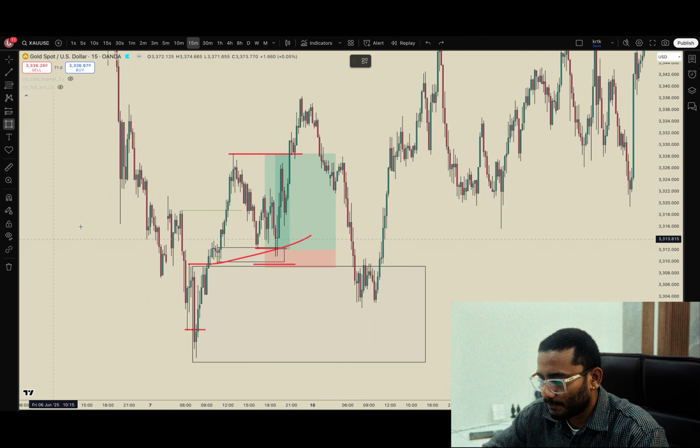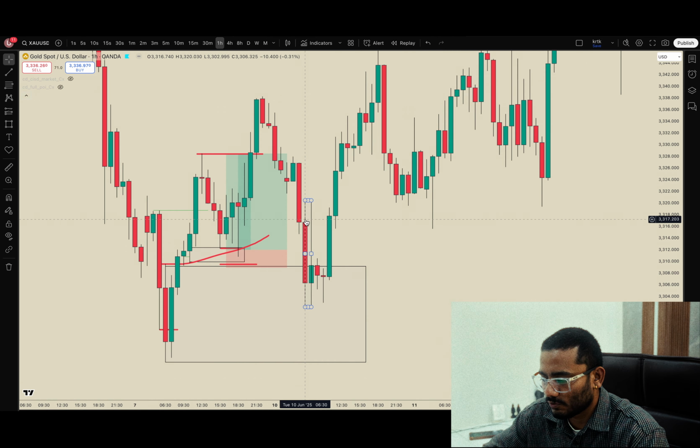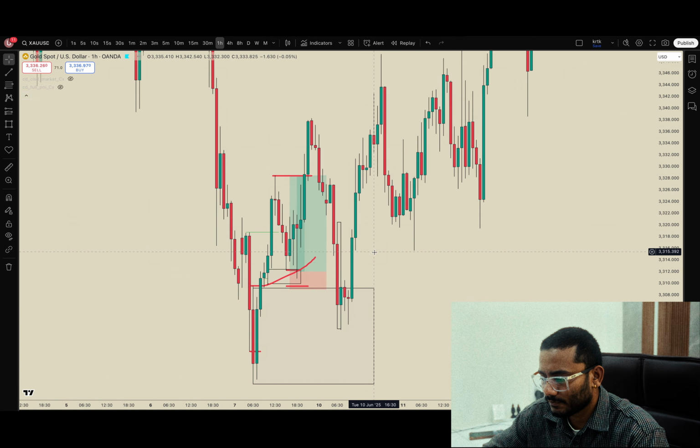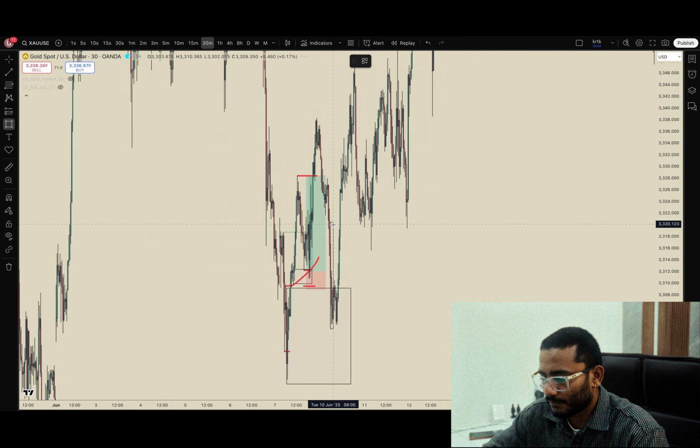And now we know that price started to take liquidity from this area. So if you go to 4 hour, we can see this is our candle which swept out all these lows. That's why we'll use this whole thing as POI. But let me tell you the interesting thing over here.